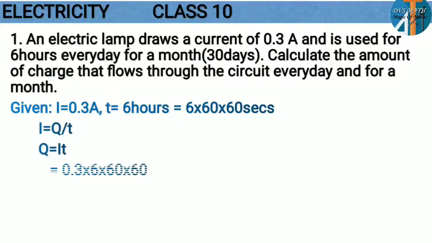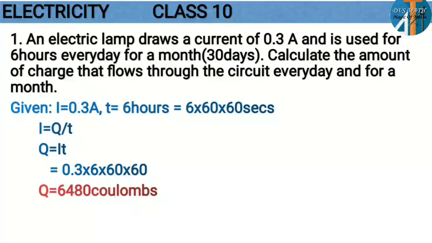So if I substitute, I is equal to 0.3 into time, which is 6 into 60 into 60. Here if you multiply, 6 sixes are 36, 36 sixes are 216, into 0.3, you will get 6480 coulombs. Remember, every time you find the value of any unknown term, you have to write the SI unit of that. That also carries marks, so it is important. So Q is equal to 6480 coulombs per day.